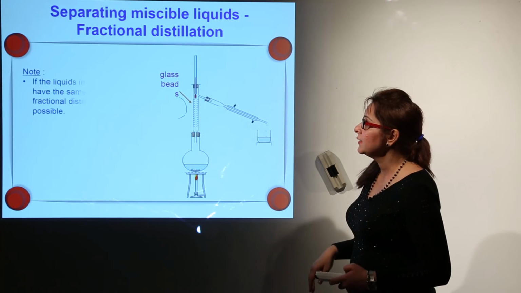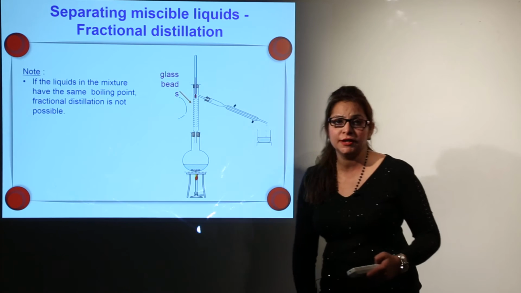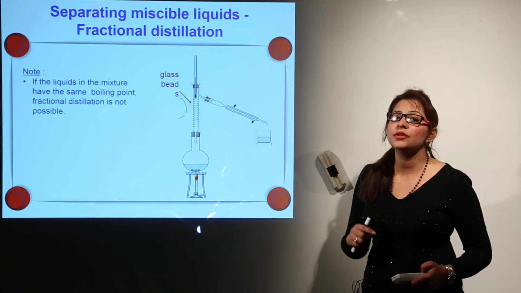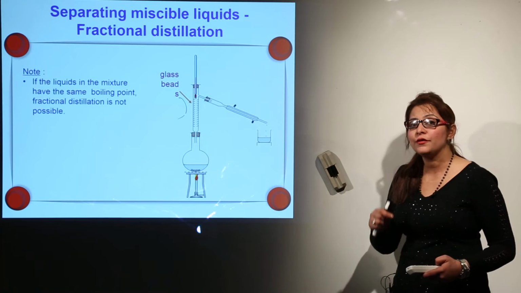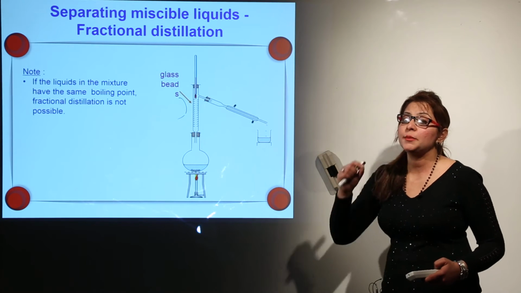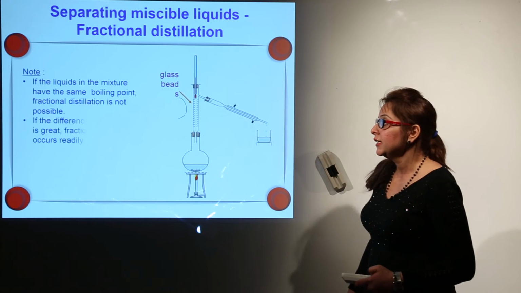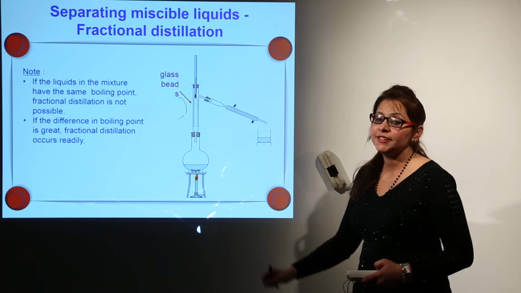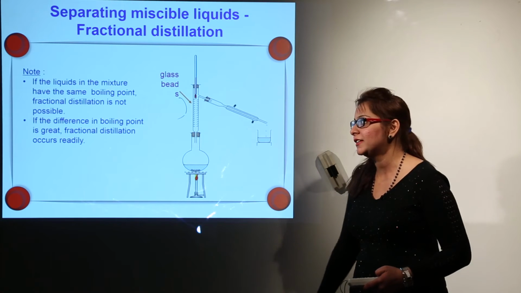If the liquids in the mixture have the same boiling point, fractional distillation can't be used, because the basic principle is that the different components have different boiling points. This is the basic criterion which you have to keep in mind for using fractional distillation. And if the difference in the boiling points is great, fractional distillation can occur readily.